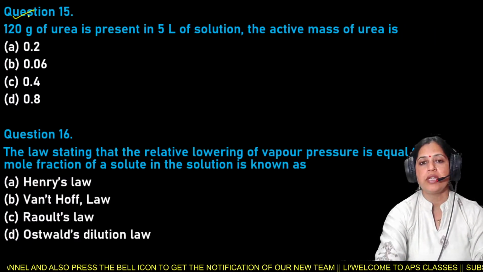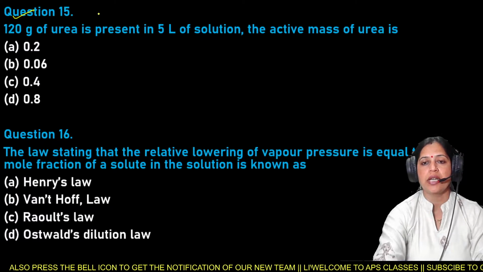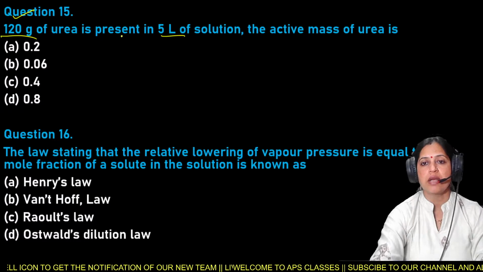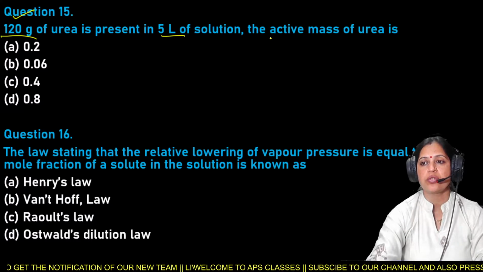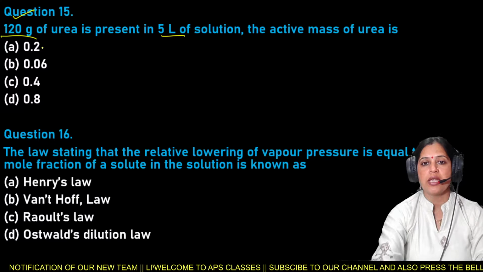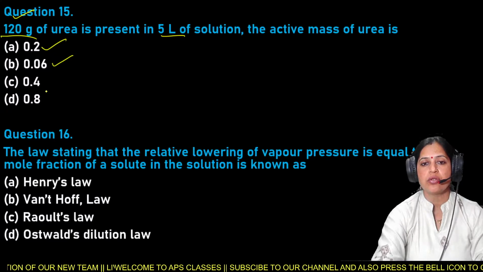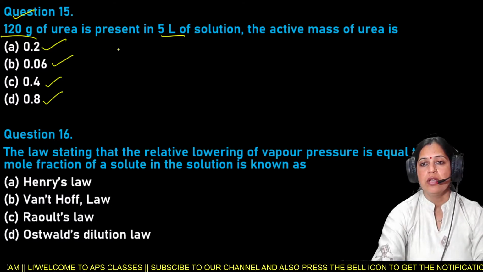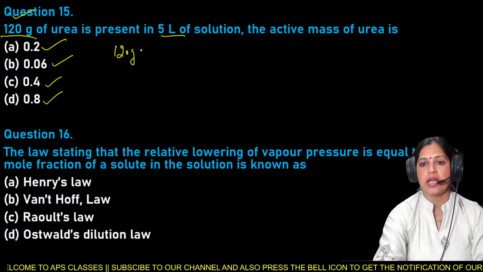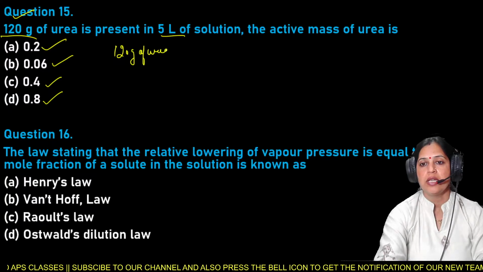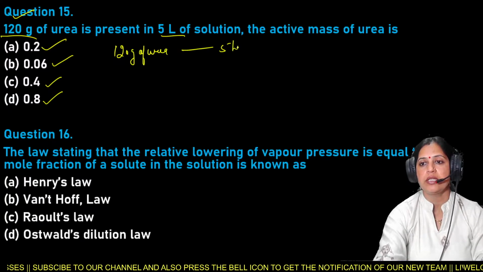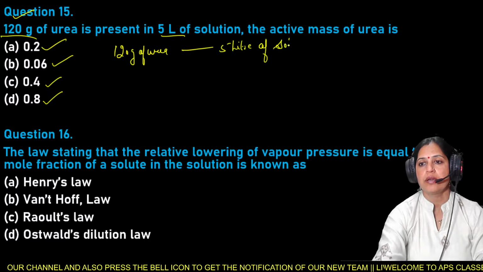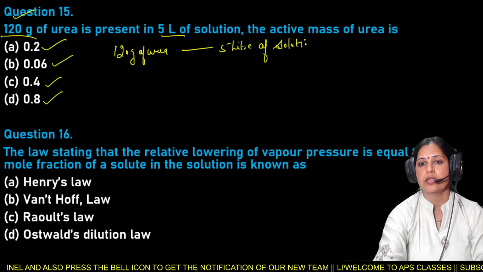Next is question number 15. 120 grams of urea is present in 5 liters of solution. The active mass of the urea is 0.2, 0.06, 0.4, or 0.8.